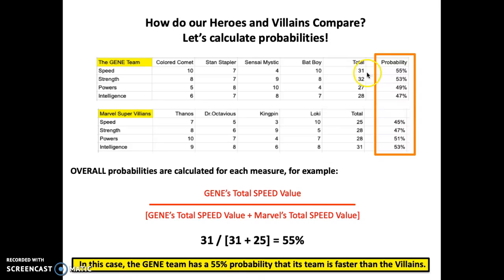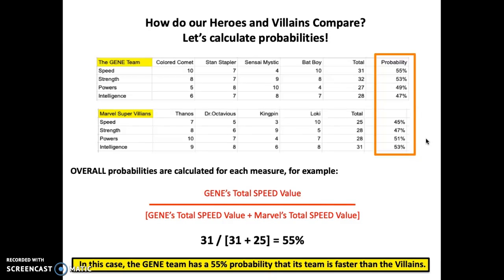For the Gene Team, I took their total value of 31 and divided it by the Gene and Villains team total value of 56. This resulted in the Gene Team's probability of 55% compared to the Villains' 45%. I did this for all 4 factors. These overall probabilities will ultimately be instrumental in the final calculations to determine which team will win.